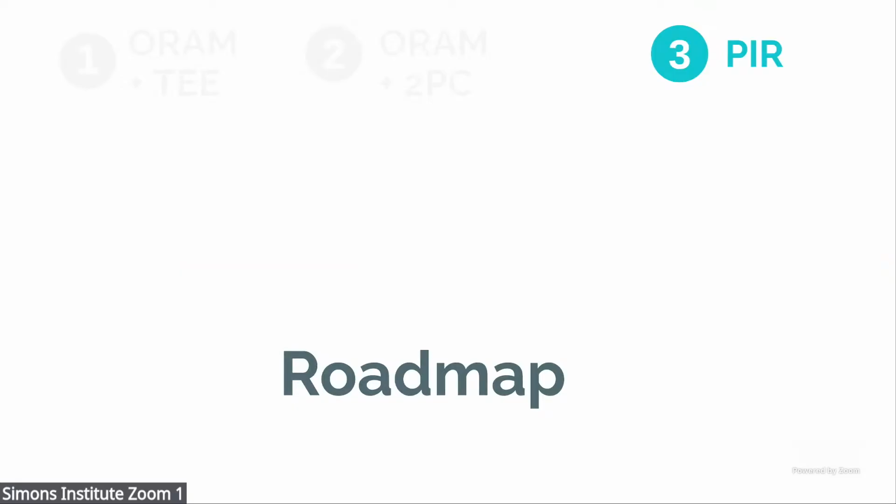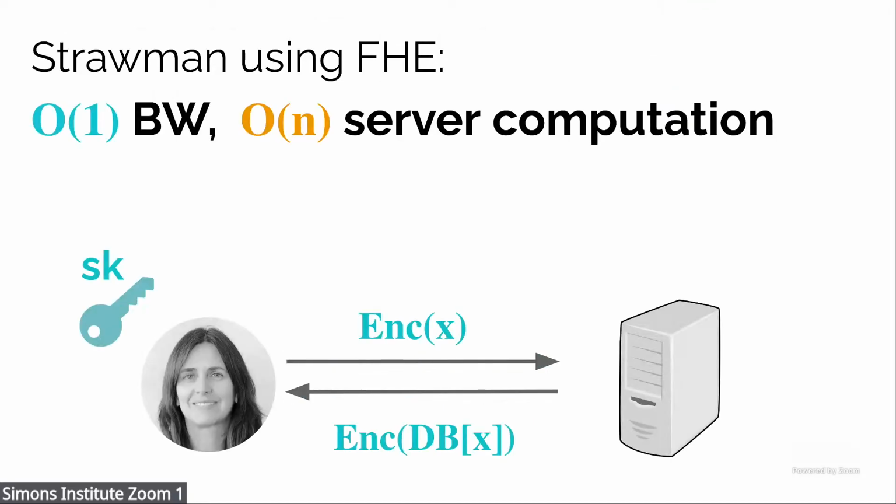Okay, so PIR. I'm going to tell you a very simple PIR scheme called Piano. But before that, let's look at some strawman, and let's look at how things have evolved to where we are. So the most straightforward idea is to use FHE. The user will encrypt her query using FHE, and the server will homomorphically evaluate the answer and send back the encryption of the answer to the user, and the user will decrypt it using her secret key.